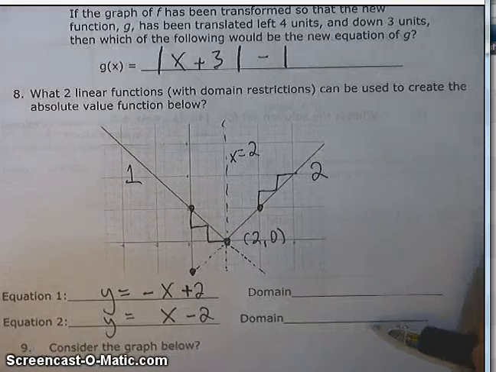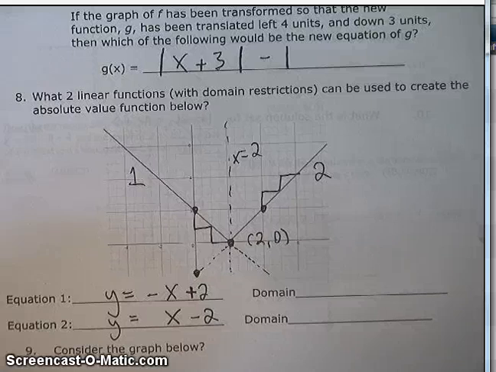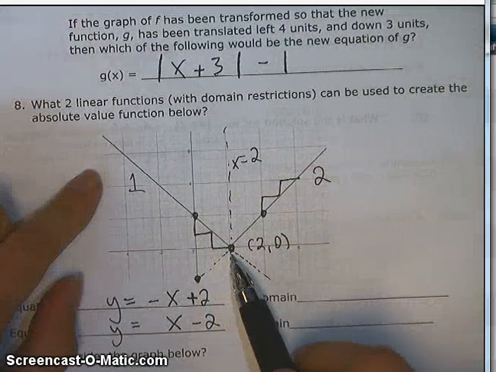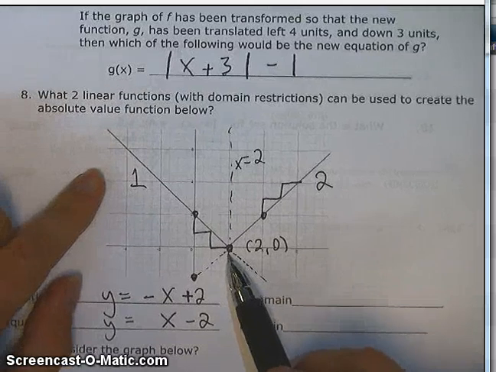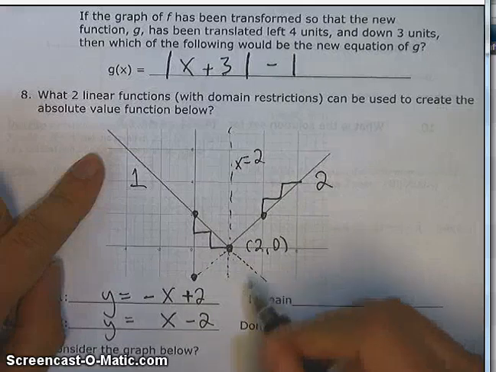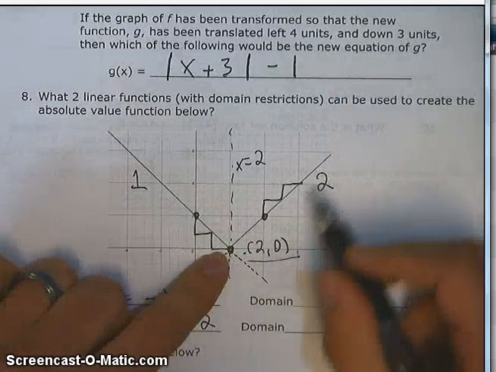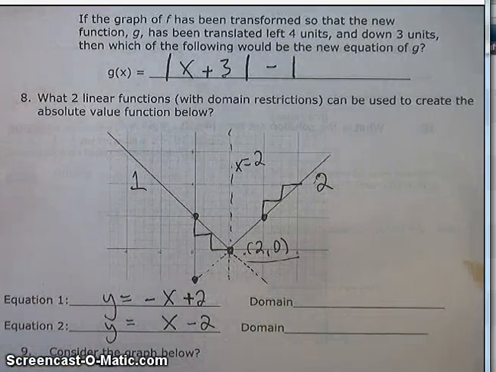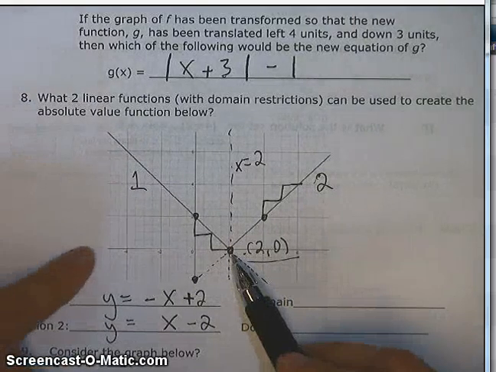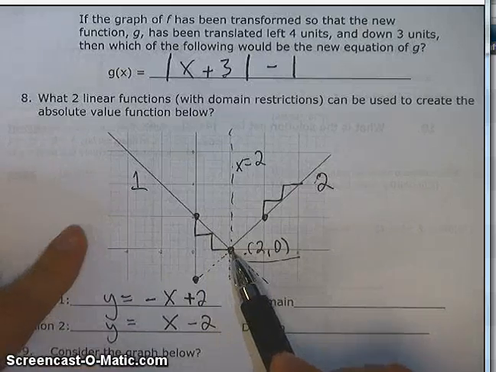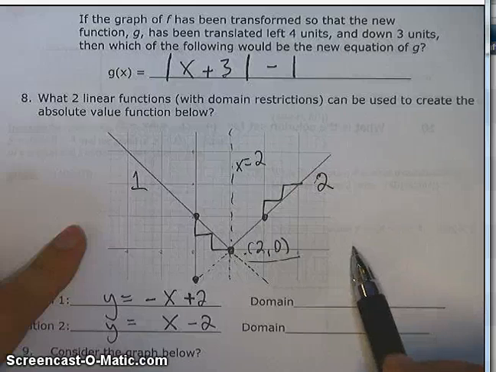Now, these domain restrictions. Here's how I want you to think about it. It's equation 1 until we get to 2. It's equation 1 until we get to the vertex, which is (2, 0), and then it becomes equation 2. So domain is relating to the x values. So we're talking about all these x values until we get to 2, and then for equation 2, it's all the x values after 2.